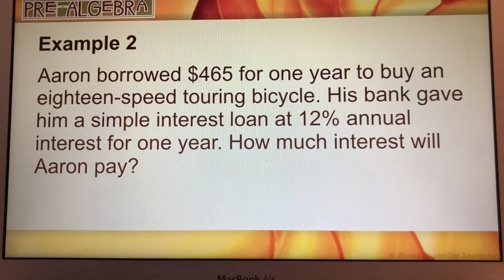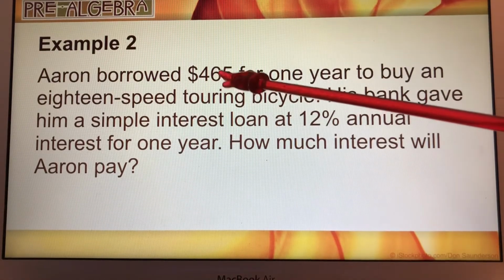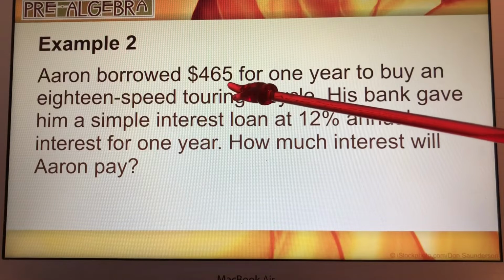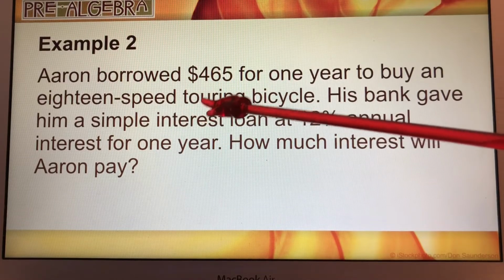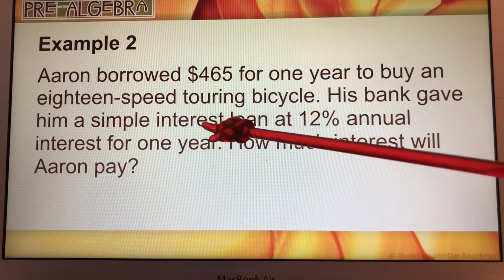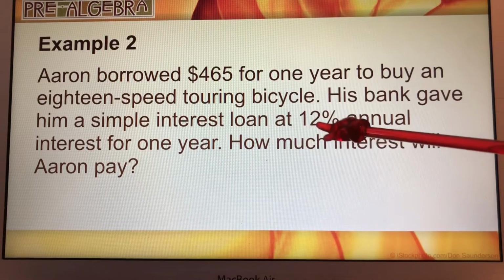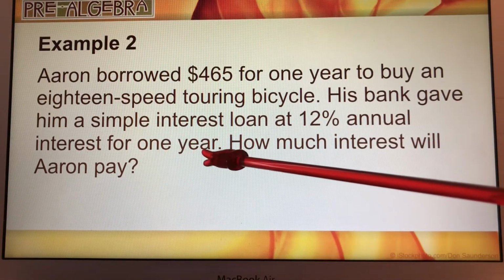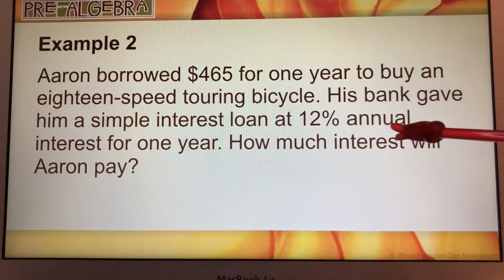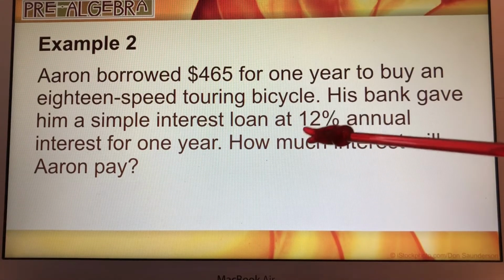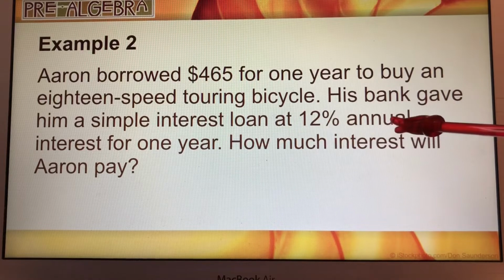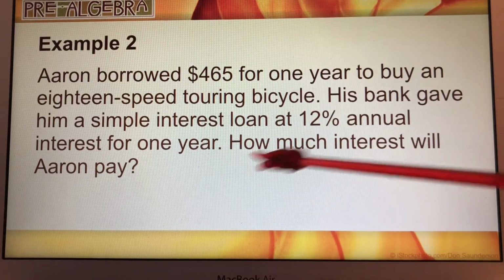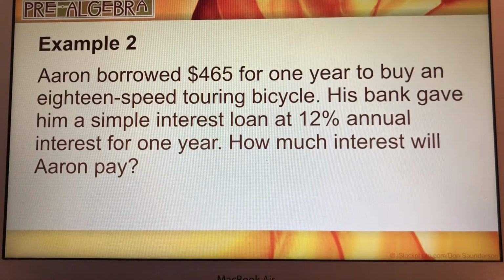Now, let's say Aaron borrowed $465 for 1 year to buy an 18-speed touring bicycle. His bank gave him a simple interest loan at 12% annual interest rate for 1 year. Annual means once a year. This amount is charged once a year. How much interest will Aaron pay?